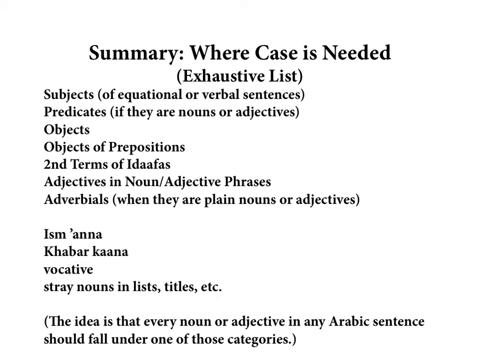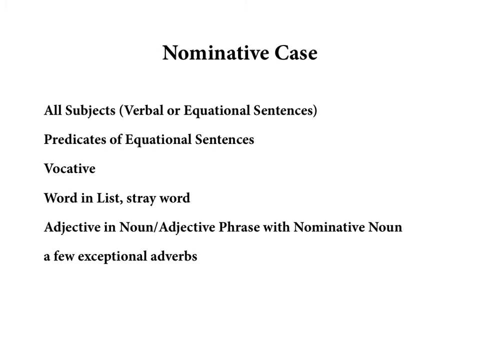The whole idea is that every noun and adjective in any Arabic sentence should fall in one of these categories. This is not a huge list. This is a list that you can master. There's not 100 things to memorize here. As you analyze Arabic sentences and work with them, you should start seeing that the words, even when the sentences are very complex, fall into these categories, and so it's fairly easy to figure out the case. So we're now going to go through the cases one by one and see some examples.